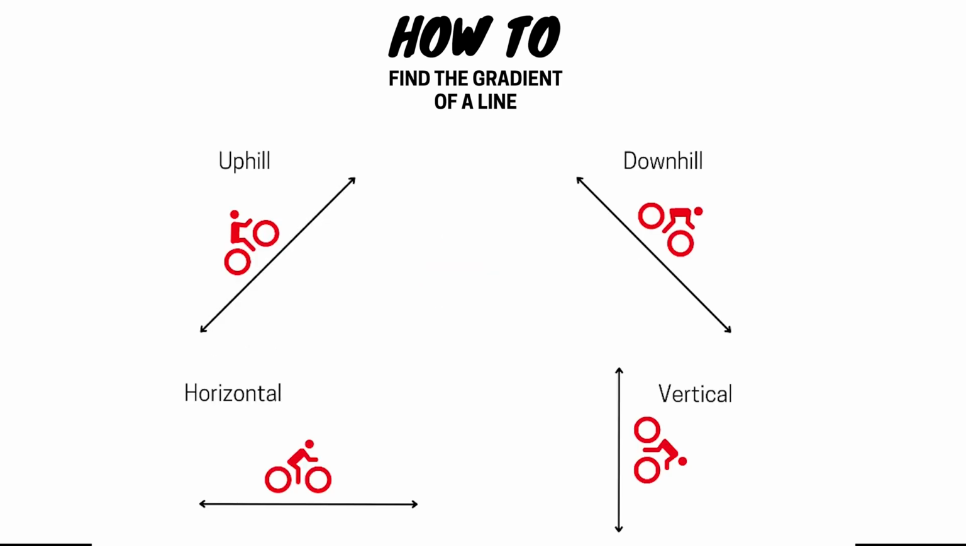Always move from left to right when considering the rise and the run. If the line slopes up from left to right, the gradient is said to be positive. If the line slopes down from left to right, the gradient is said to be negative. The gradient can also be 0 when a line is horizontal and undefined when a line is vertical.